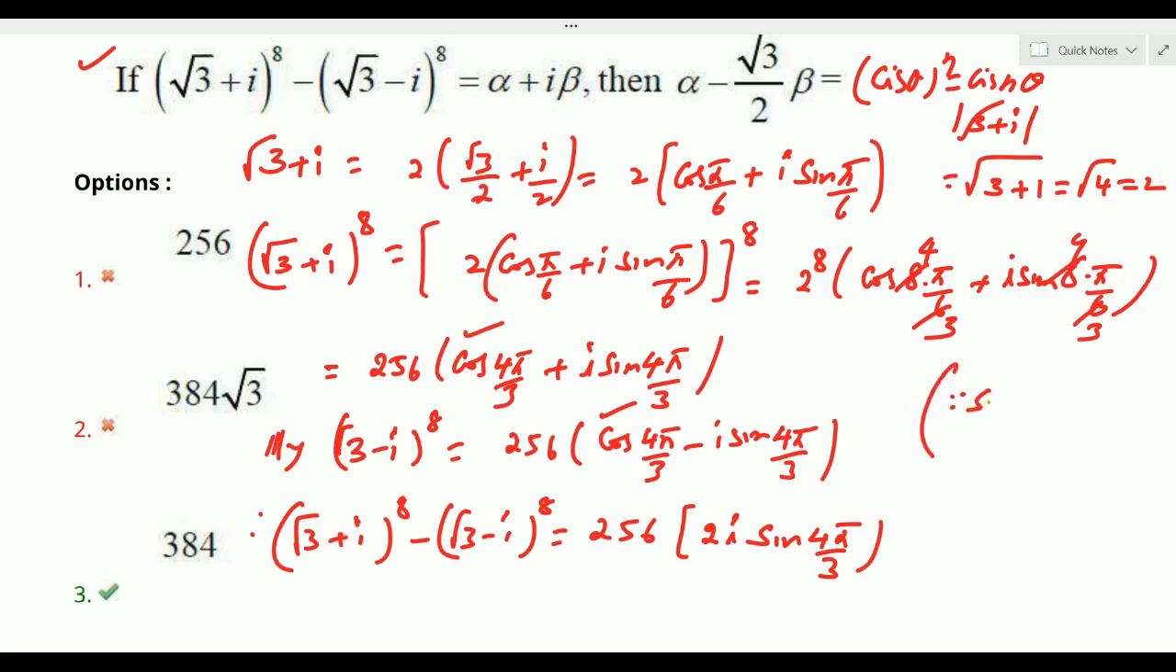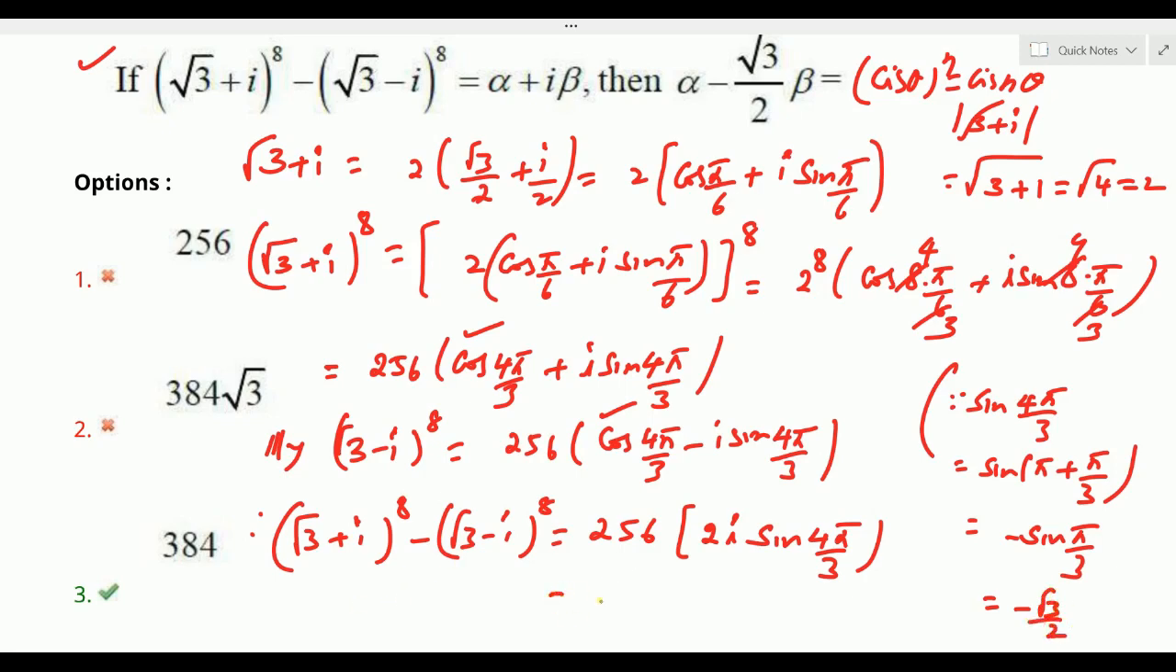Sin 4 pi by 3 we can write as sin of pi plus pi by 3. Pi plus pi by 3 is 4 pi by 3, or not? Sin of 180 plus theta is minus sin theta. That is, sin of pi plus pi by 3 is minus sin pi by 3, because it is in the third quadrant, and in the third quadrant sin is negative. Sin pi by 3 value is root 3 by 2, so with the negative it is minus root 3 by 2.